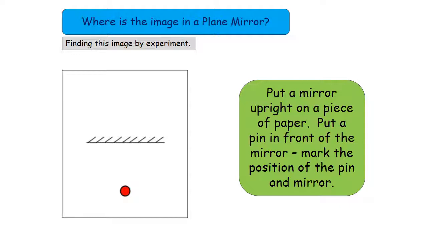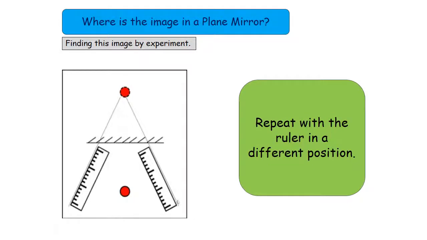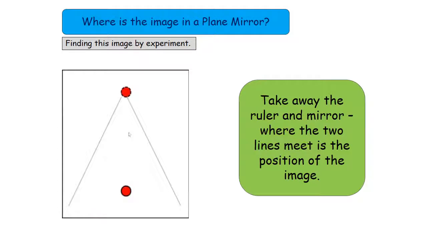Where is the image in the plane mirror? What you do is put a mirror upright on a piece of paper, put a pin in front of the mirror, and mark the position of the pin on the mirror. Line up one edge of the ruler with the image of the pin and draw a line to mark the position, and do the same on the other side. So you will have 2 points, finding the dot. Take away the mirror, and where the 2 lines meet will be the position of the virtual image.